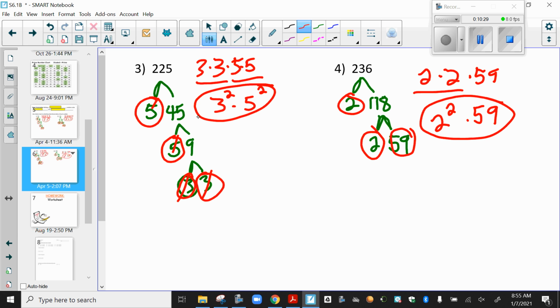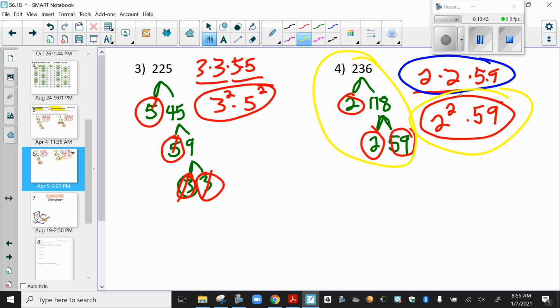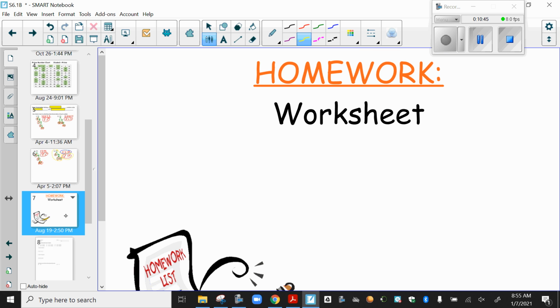I have to see the tree for every problem and this answer. You can skip this line of work right here. I'm going to circle it in blue. You can skip that, but you have to show me this work and this work. All right? All right, that gets us to the worksheet.